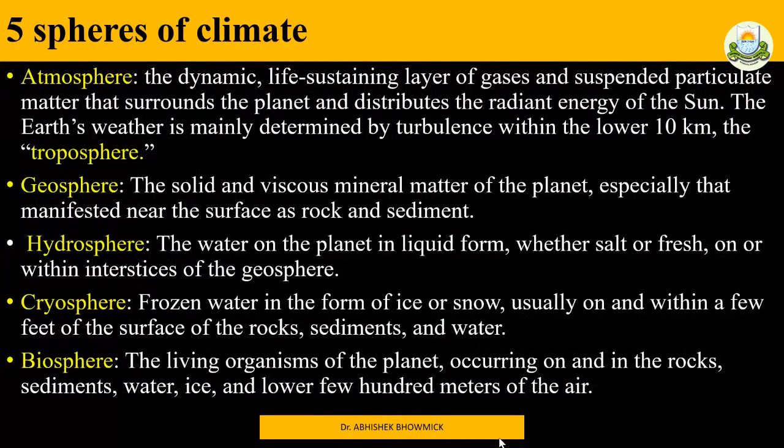Considering the environment and the climate, five spheres of climate are very essential to sustaining life as well as to understanding environmental archaeology. The first one is the atmosphere, the dynamic life-sustaining layer of gases and suspended particulate matter that surrounds the planet and distributes the radiant energy of the sun. The Earth's weather is mainly determined by the turbulence within the lower 10 kilometers, which is the troposphere, more relevant to human beings as well as other organisms.